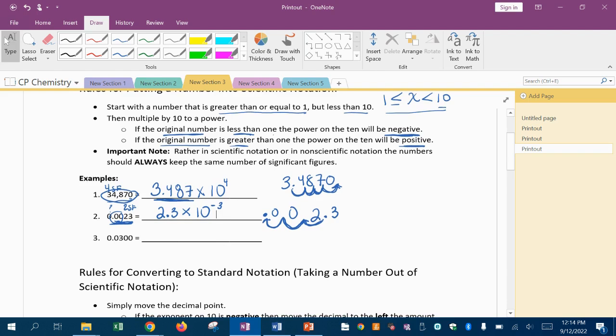Okay, the last one is very similar to what we just did. The tricky part here is with the significant figures. So we're going to look at this number, 0.0300. So this 0 is not significant. It's important, but not significant, just like here. It's a placeholder, like the one above. Now, are these zeros significant? The answer is yes. They are significant because they're to the right of a decimal at the end of a number.